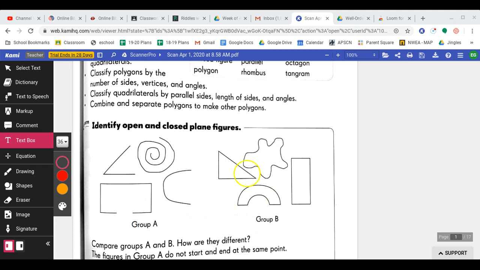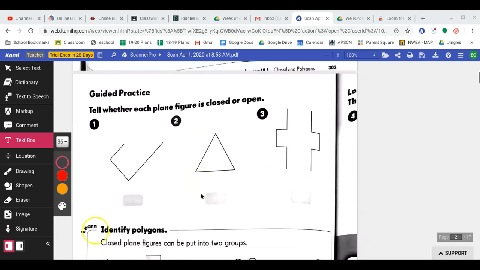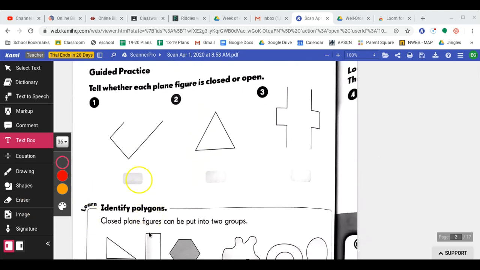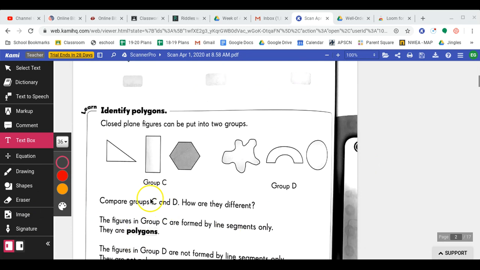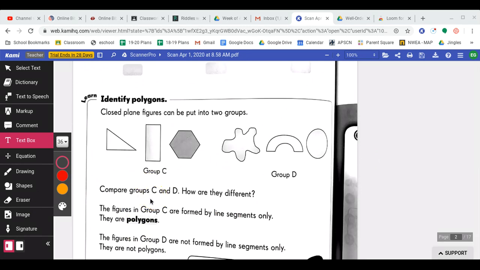Versus group B has plane figures that are all closed. This is the one that we'll be looking at specifically. Okay, so right here, let's just do together. Is this closed or open? Open. Closed. Open.